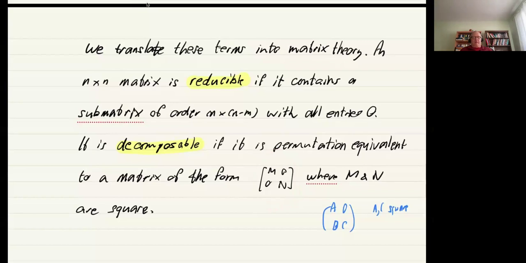Now, if you've done some representation theory, then you've seen reducible and irreducible representations, and the usage is the same. If you haven't, just ignore that remark. What I really need is: if the matrix is reducible, then the digraph is not strongly connected. Okay, so actually, I might write that in.